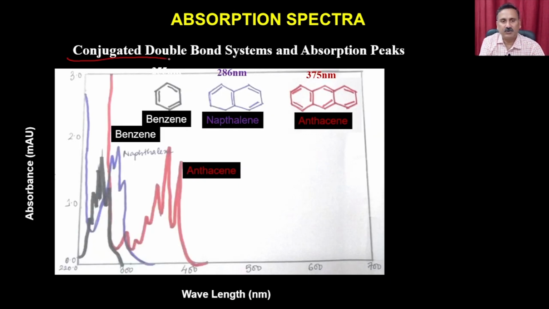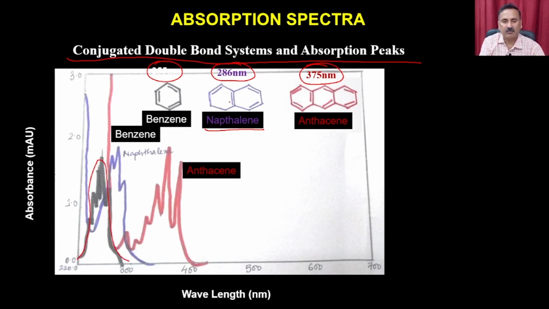Then you can see another system: the conjugated double bond system and absorption peaks. In this case, I have taken three examples. One is benzene, which absorbs at 255 nanometers. Then we have naphthalene, so here you have one benzene ring, here two benzene rings, and here three benzene rings. It is absorbing at 286 nanometers, and this one at 375 nanometers. What you see here is the benzene spectrum, absorbing at 255 nanometers.